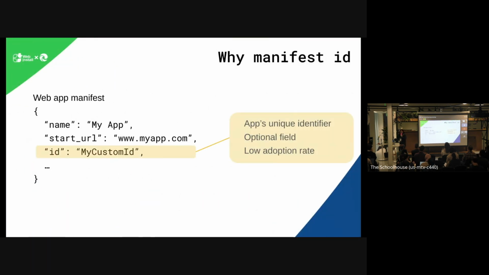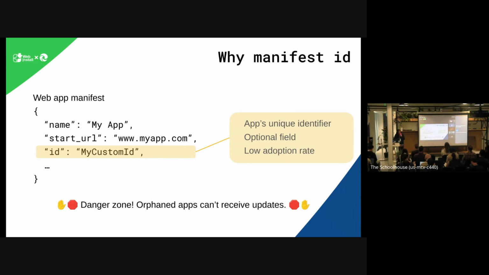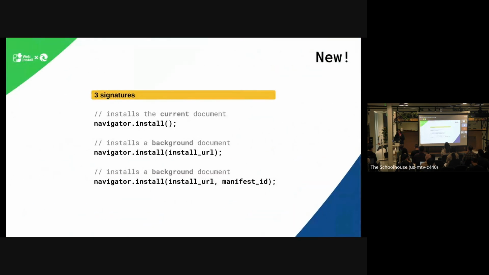Without it, the browser computes an ID based on the start URL. Unfortunately, as of last check, only about 4% of apps actually declare an ID in their manifest. This opens the door for orphaned apps or even security issues if the developer changes their start URL, as their site will appear to the browser as a completely new app and existing installs won't get updated. The web install signatures have been designed to support widespread API adoption now, while also encouraging developers to add IDs to their manifests over time.